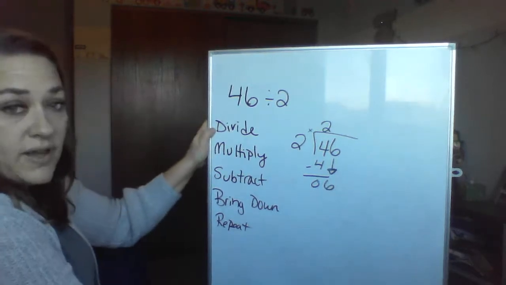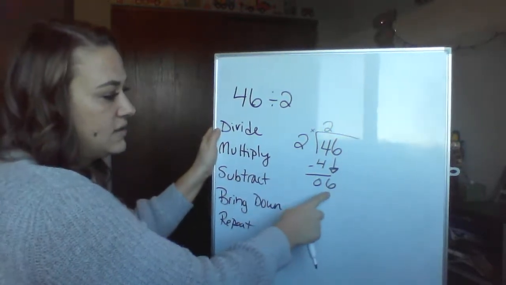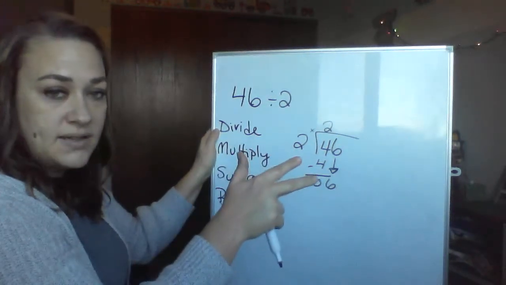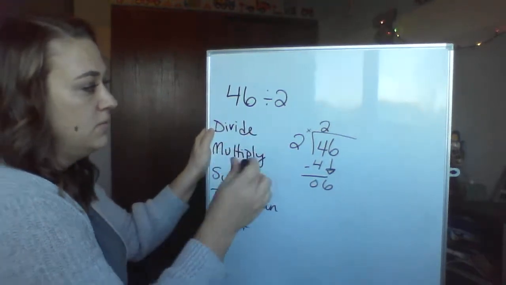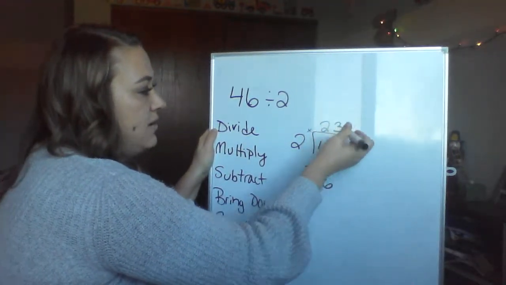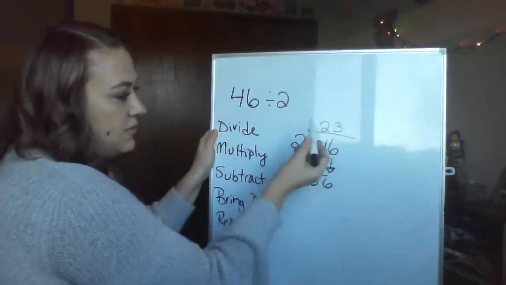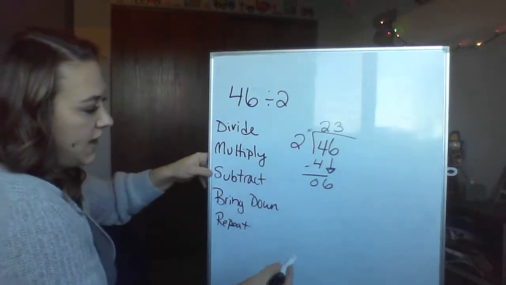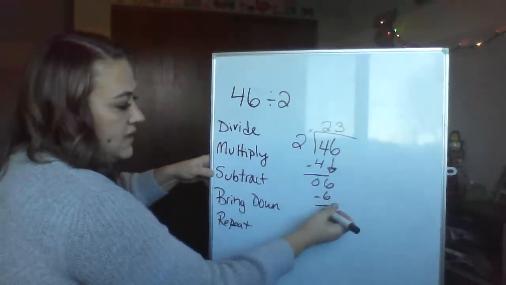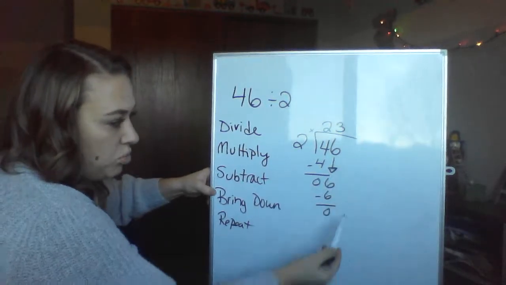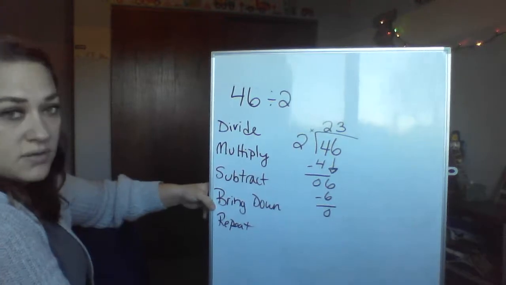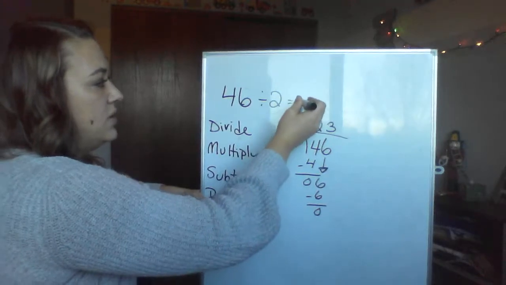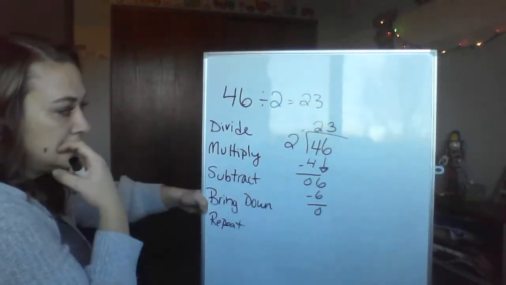Because I still haven't divided into my second part, I need to repeat. So I'm going to come back up here to divide. I'm going to divide into 6. How many groups of 2 can I make out of 6? 2, 4, 6. I can make 3 groups of 2. So 3 goes on my answer line. 2 times 3, I'm back here to multiply. 2 times 3 gives me 6. So I'm going to subtract that from what I divided into. I don't have anything else to bring down, so I don't need to repeat. Okay, so my quotient is 23. 46 divided by 2 is 23.